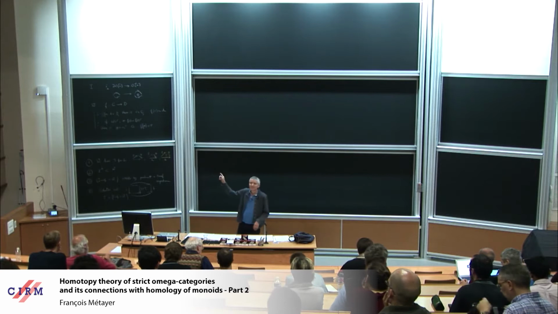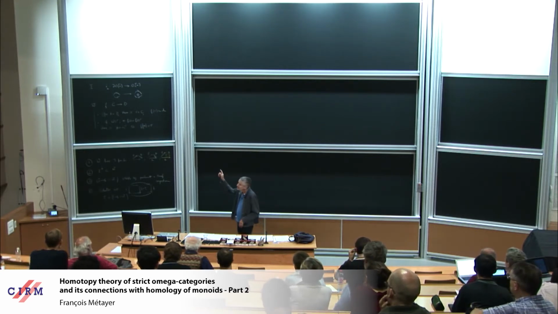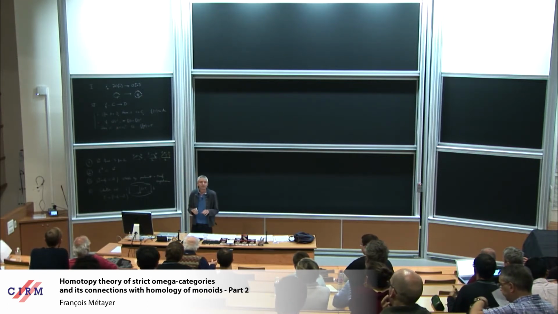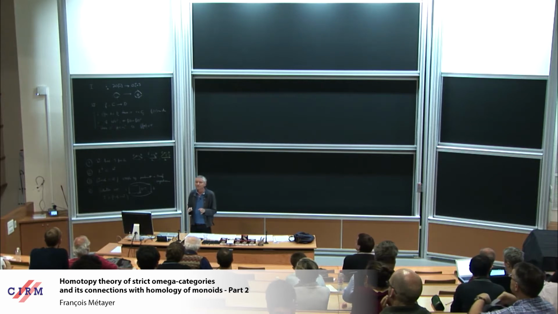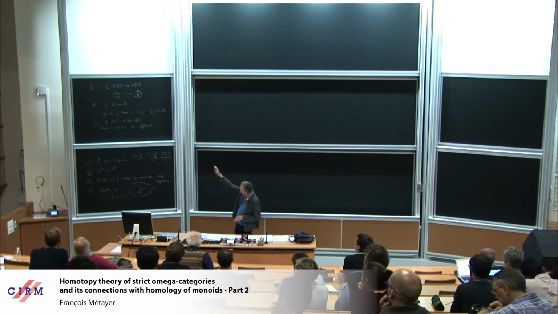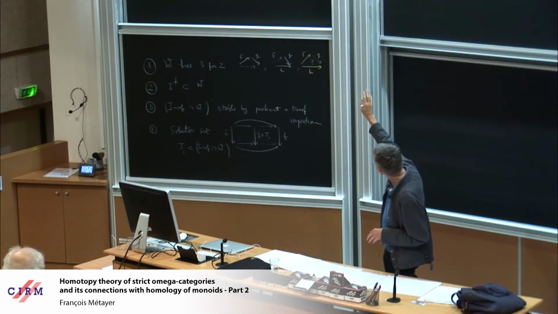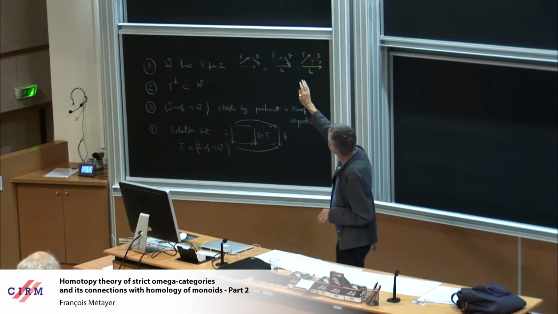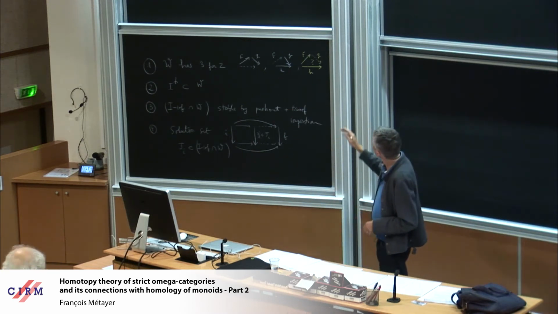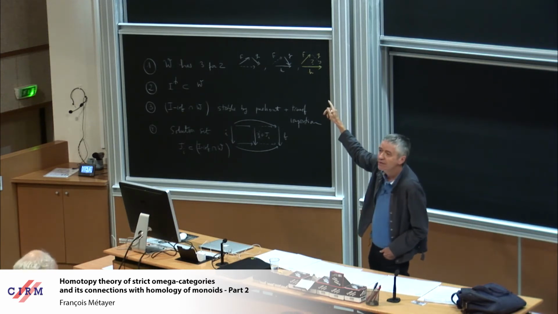So I wrote here a quick summary of what we did yesterday. On top, I remind you what constitutes the model category on omega-Cat. It's defined by this set I of generating cofibrations, simply the inclusions of spheres into disks. And I gave the definition of weak equivalences.